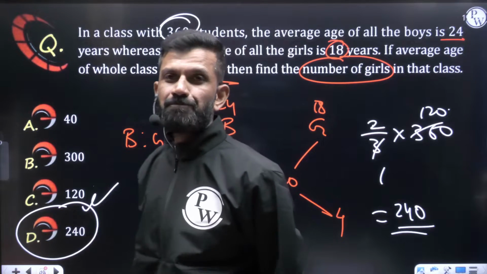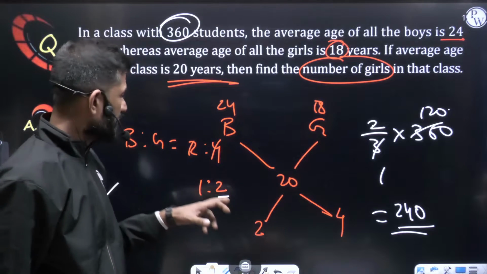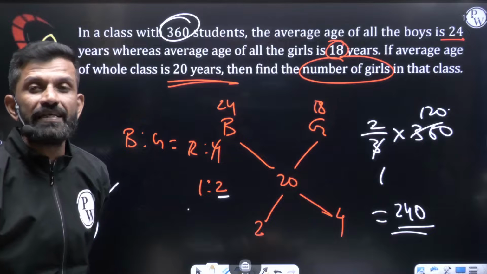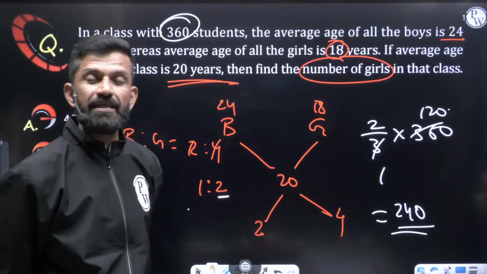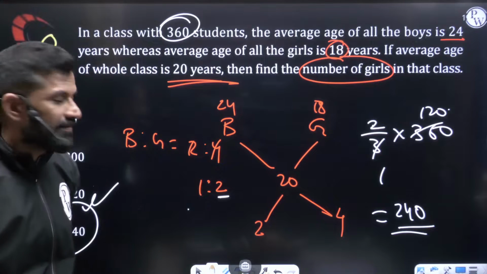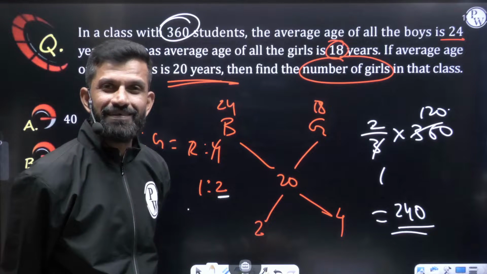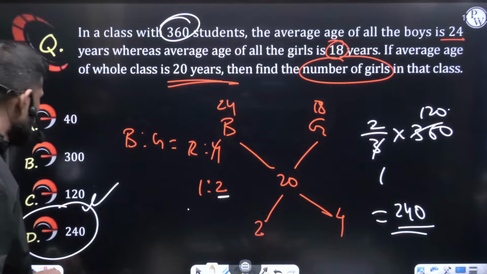This is our answer. If they ask for the number of boys, boys are 1 part out of 3 parts, so 1 by 3 into 360, 120 boys are there and 240 girls are there. The total number of students is 360. Clear? Very simple. Let's see more places where it will be useful.